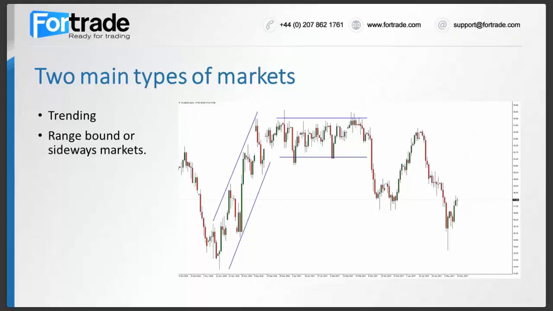So there are two main types of markets, as you can see on the screen: trending and range-bound or sideways markets. A trending market looks like this, as you can see here on the left-hand side, when the market is moving in one direction. A range-bound market at the top here, or sideways market, looks like this when the market is moving up and down within a specific range. Indicators tend to be suited to either trending or range-bound and sideways markets.